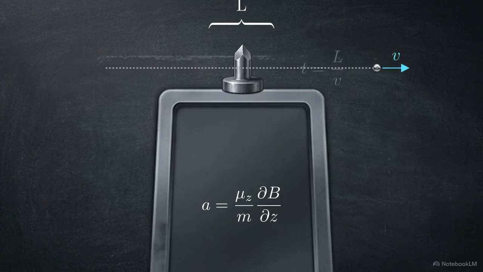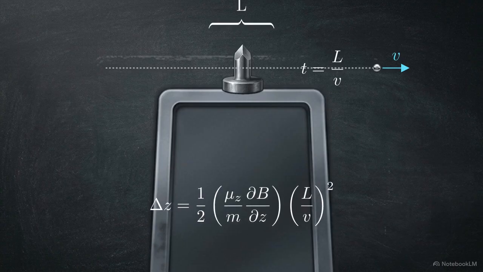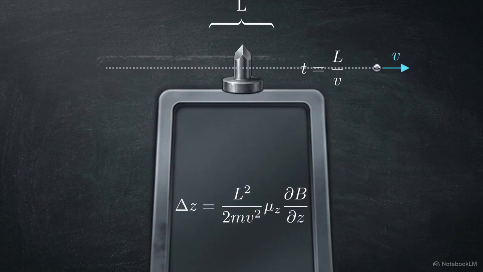Next, we determine how long the atom is subjected to this force. We take the physical length of the magnet and divide it by the atom's horizontal velocity to find the total travel time. Now we use the classical formula for distance under constant acceleration. By inserting our values for acceleration and time into this baseline, we can predict the final deflection.